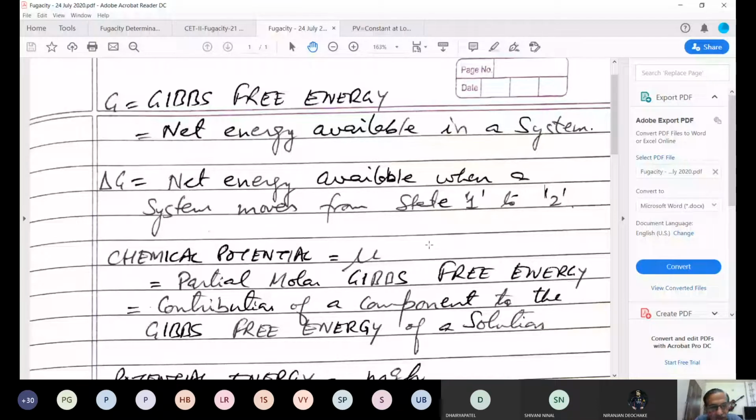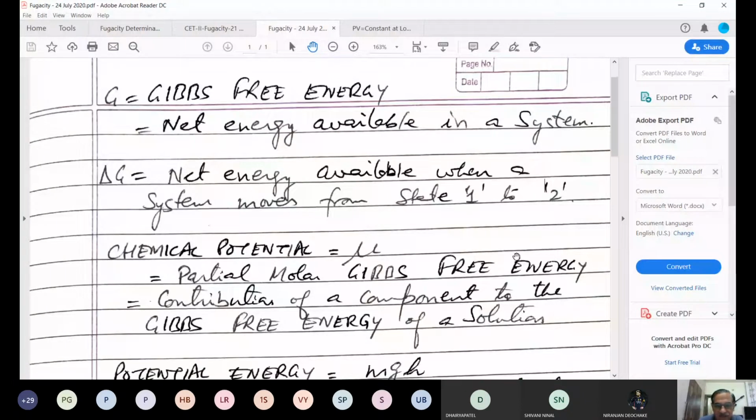Right? Chemical potential was defined as partial molar Gibbs free energy. And what is partial molar Gibbs free energy? It is nothing but the contribution of a component to the Gibbs free energy of a solution, right? If you take a solution, what is the contribution of individual components like methanol, ethanol, whatever components there are, towards the Gibbs free energy? That's how we define the partial molar property. Okay, was this much clear? Yes, sir.